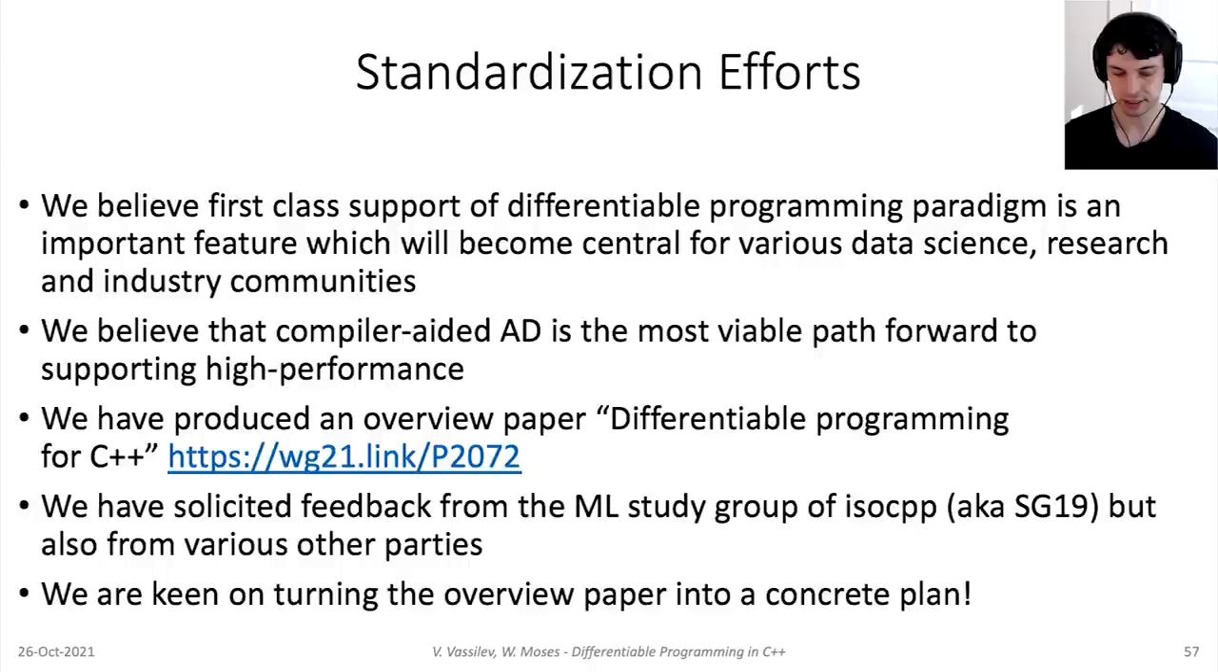We get something that's able to be fast. We get something that doesn't require a rewrite of all of the code, be it inside of the STL or elsewhere. And more importantly, it doesn't require a re-implementation of all of the C++ language features to be able to do so. We have an existing paper called Differential Programming for C++ at the link shared there.